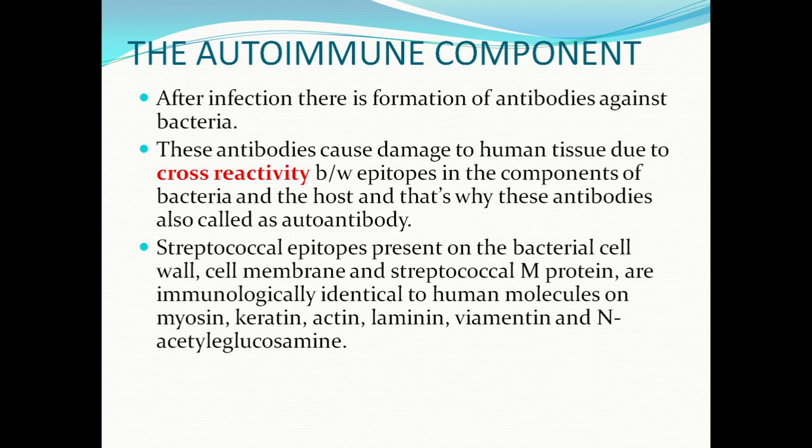The streptococcal epitopes present on the bacterial cell wall, cell membrane, and streptococcal M protein are immunologically identical to human molecules such as myosin, keratin, actin, laminin, vimentin, and acetyl glucosamine. So here there is epitope synchrony between the bacteria and the host, and in scientific language we can say it is cross reactivity.